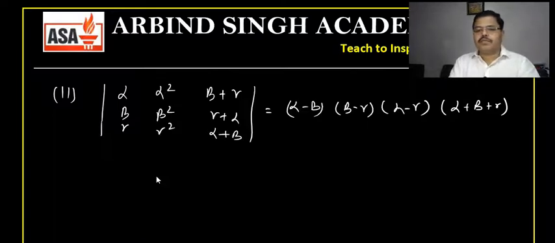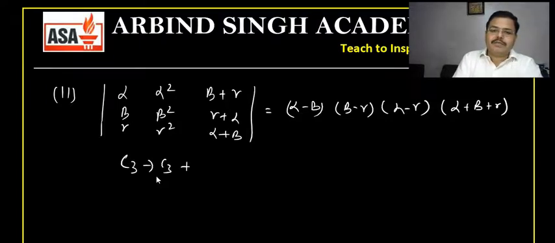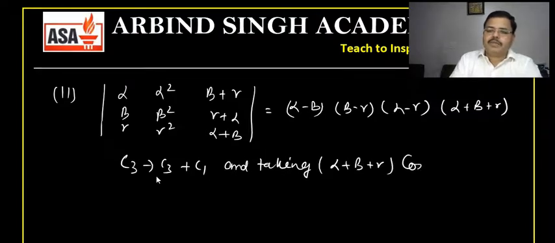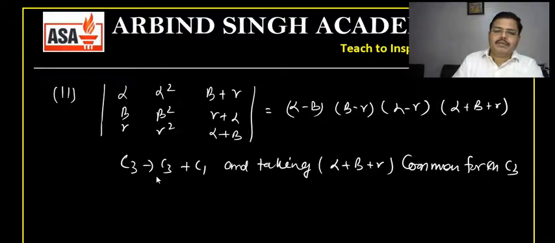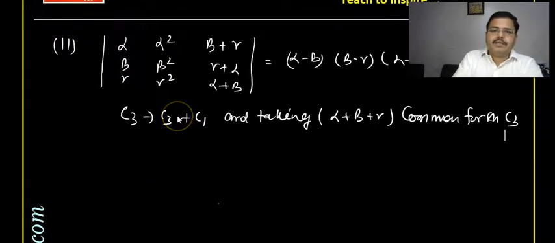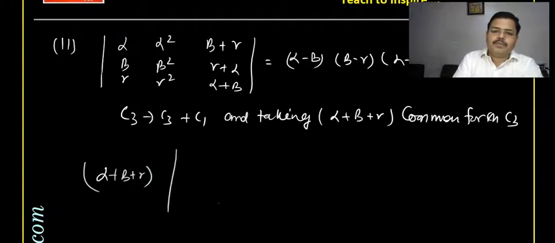So to solve this question, because alpha plus beta plus gamma is required, we can add C1 and C3. So C3 tends to C3 plus C1, and taking alpha plus beta plus gamma common from C3, what will come then? There will be alpha plus beta plus gamma into the determinant alpha, beta, gamma; alpha square, beta square, gamma square; and 1, 1, 1.